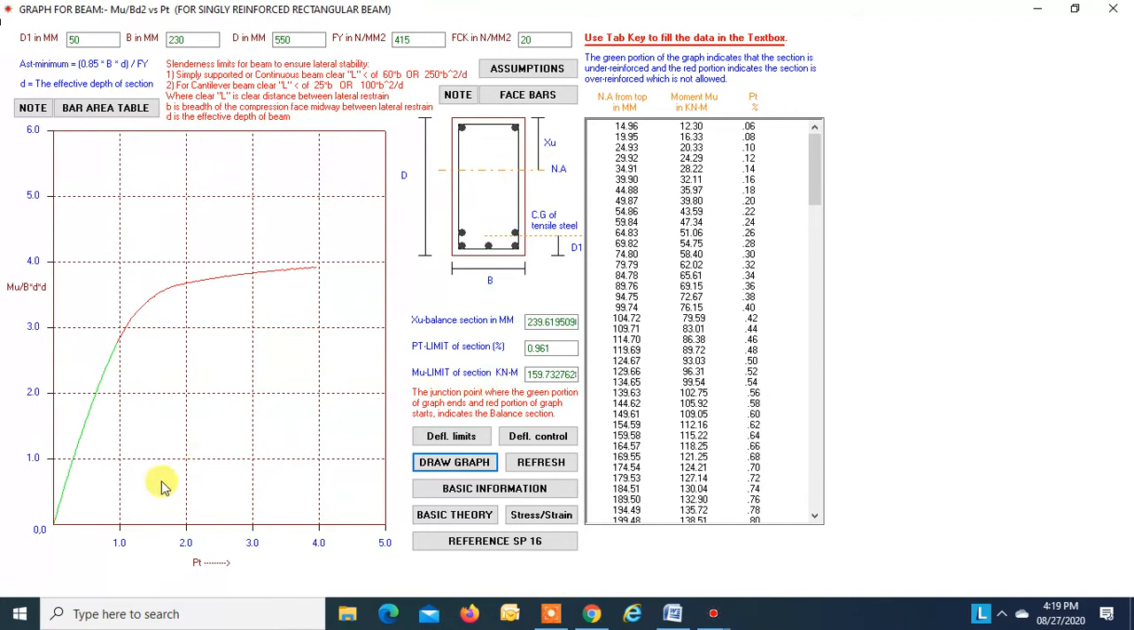And we can see that when the section is under-reinforced, Pt varies linearly with Mu. We can see over here that when Pt is 0.1, say the moment is 20. If we double the Pt to 0.2, then the moment is almost double. So this is a very interesting point, which will be very useful to you in case of curtailment of steel. Now let's proceed further.